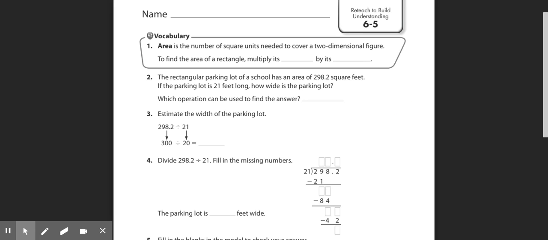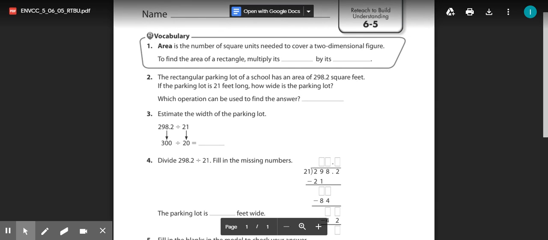Hi guys, so today we are going to continue dividing decimals. So we are going to start with topic 6.5. We are in 6.5 and we are going to do number 1. So number 1 focuses on vocabulary, right? Area, in the bold lettering, is the number of square units needed to cover a two-dimensional figure.